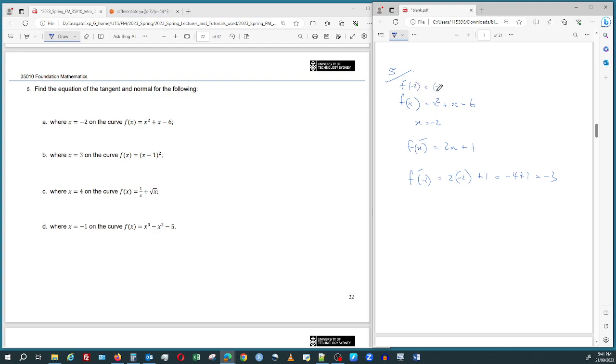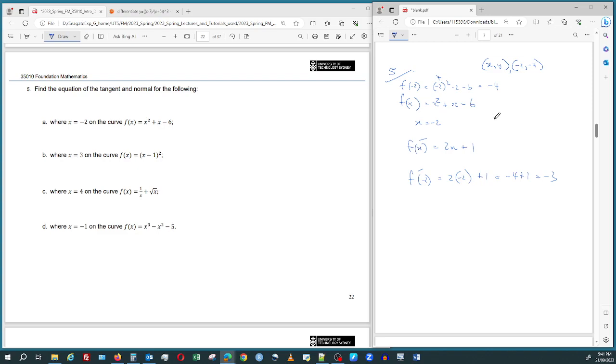So minus 2 squared, minus 2 minus 6. So that's 4. Minus 2 minus 6 is minus 8. Minus 8 plus 4 is minus 4. So we've got our xy pair as minus 2, minus 4. That's our xy pair. Okay? So we've got our xy. What else do we need?